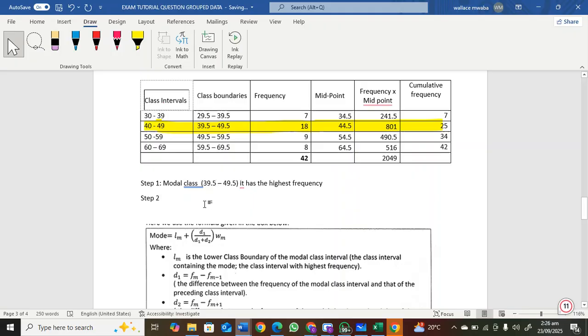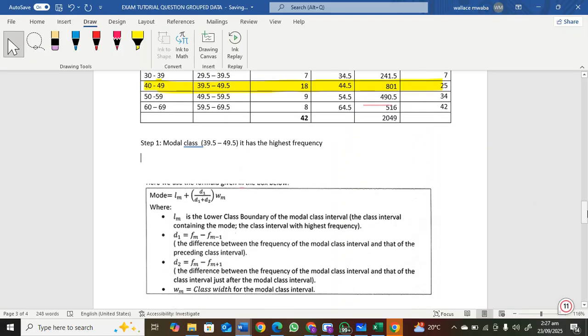Okay. Step two. Found the model class. Now you start finding the values we need to put in our formula. So I won't really call this step two. LM, which is the lower limit of the model class, I mean the lower class boundary, is 39.5.